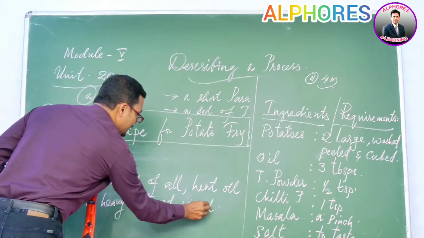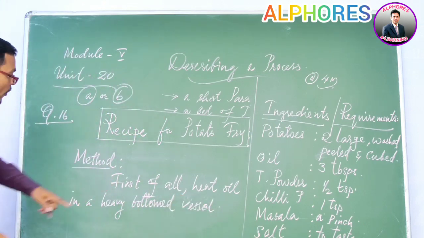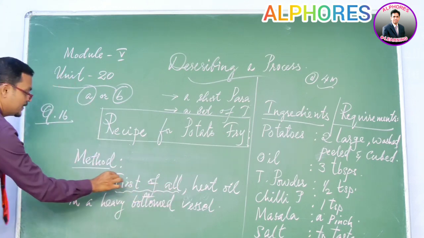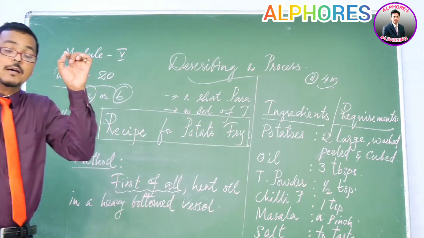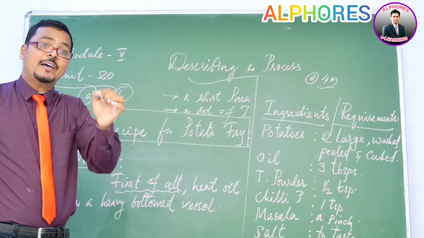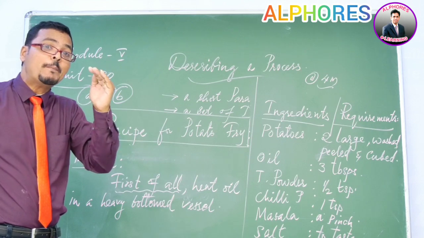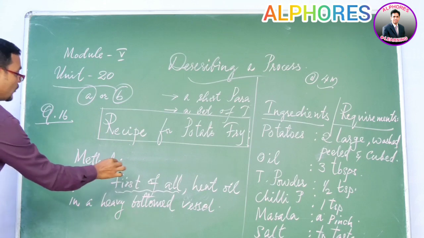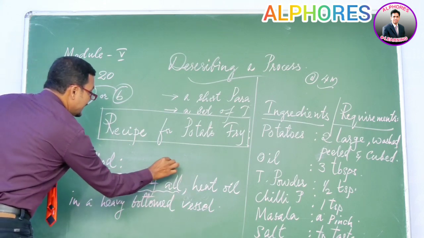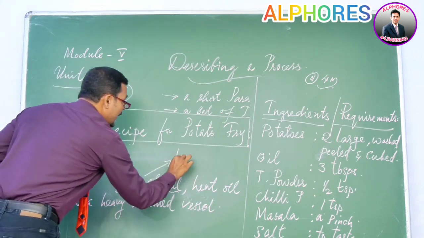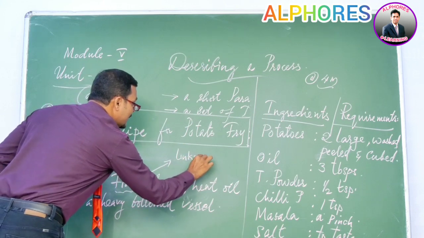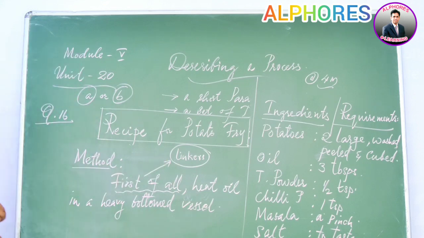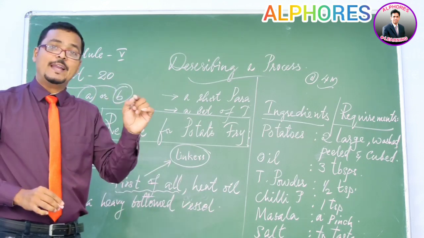Children, see one thing. First of all, this is very important, children. When you are narrating or giving the paragraph in sequence, you must mention the sequence. How do we mention the sequence? To mention the sequence, we must use these kinds of words called linkers. What do we mean by linkers?